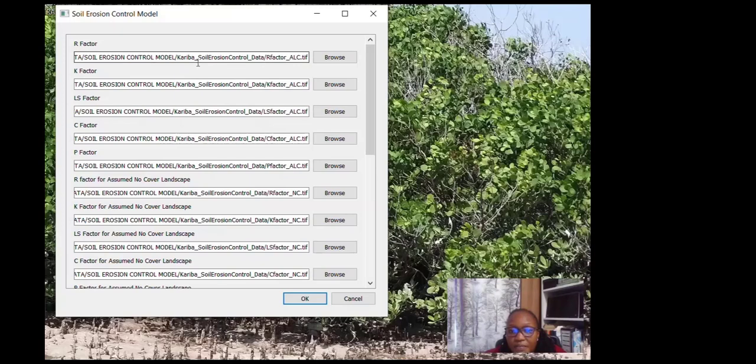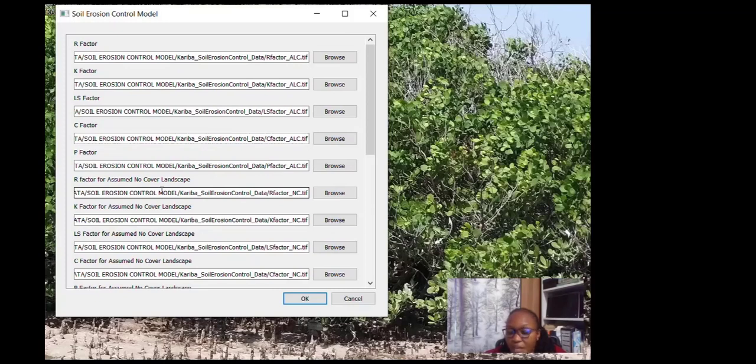So we have the R factor and alternative land cover. This is the current scenario in the field. So the first R factor, K factor, LS, C, and P factor is the scenario that is currently in the field. Then an assumed no cover scenario where it would be bare land.